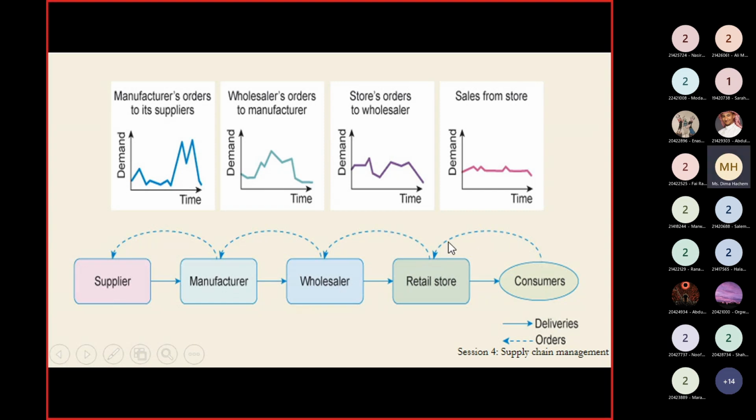Okay, what does this dotted line mean? Something is going in the opposite direction. What does it mean? The feedback, or the demand, how much demand is needed? Customer will tell the retail store, they will not say it, but from their actions, the retail store will know. Retail store will tell the wholesaler, wholesaler will tell the manufacturer, so it goes in the opposite way.